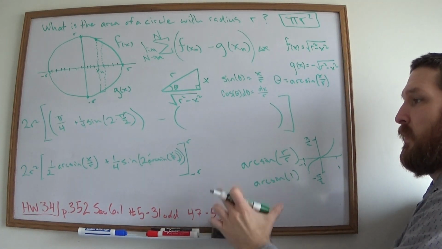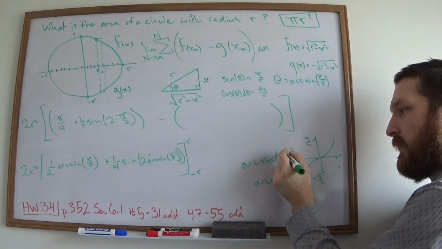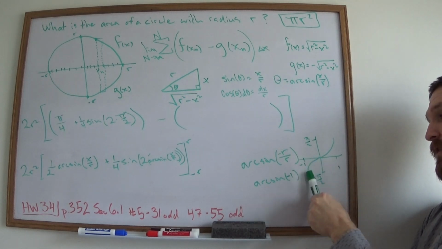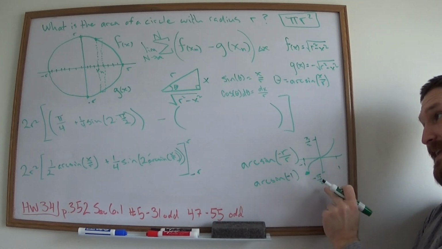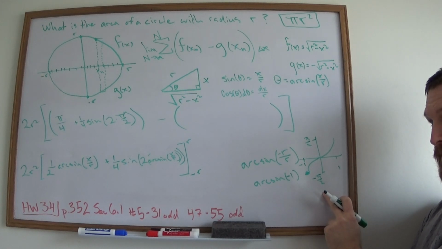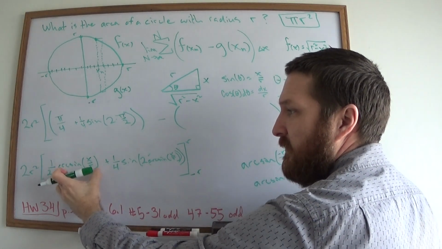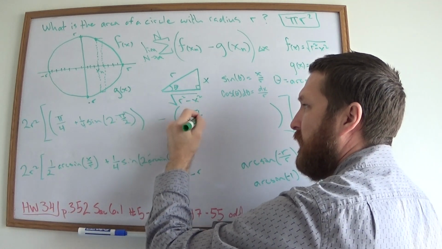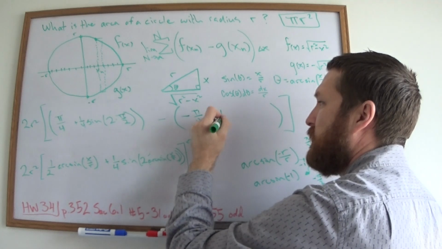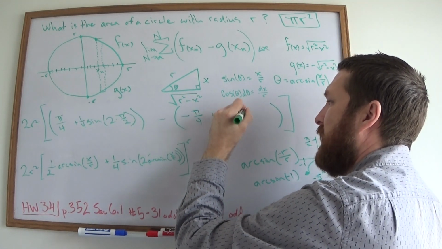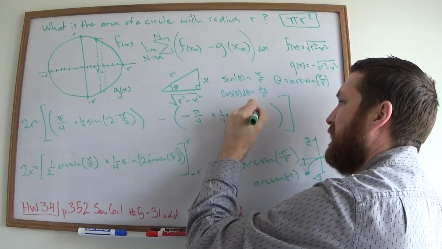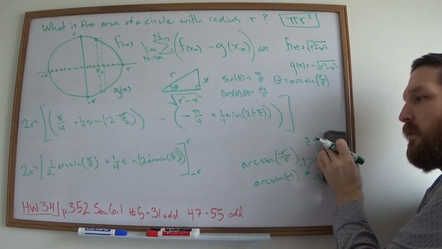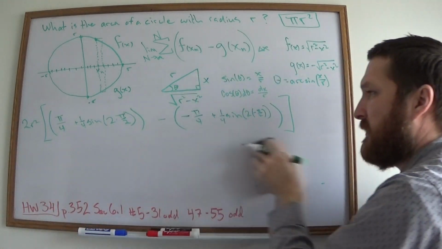Now, the other way, we're going to plug in a negative r. Plugging in a negative r gives me negative r over r, which is negative 1. Arc sine of negative 1 is negative pi over 2. So that's negative pi over 2 times a half, which is negative pi over 4. And I add that to 1/4 sine of 2 times negative pi over 2. Awesome, that's also 0.